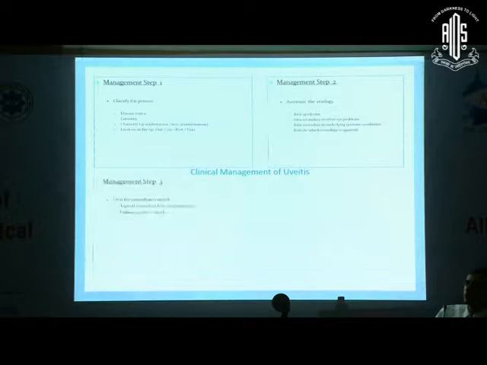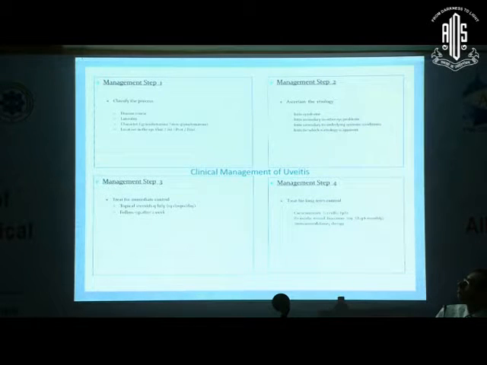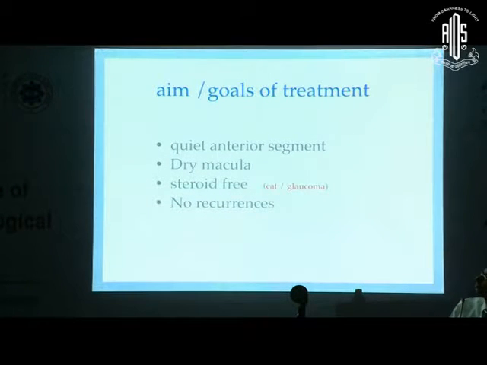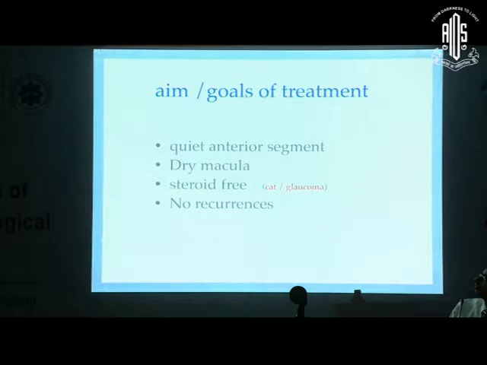After we identify the etiology, we look at the immediate control of the treatment, which mostly revolves around steroids in different routes. The fourth step is to treat for long-term control. This is the fundamental of how we monitor the entire process. The aims and goals of treatment are a quiet anterior segment, a dry macula, a steroid-free, disease-free system, and no recurrences. Unfortunately, this is an ideal scenario.